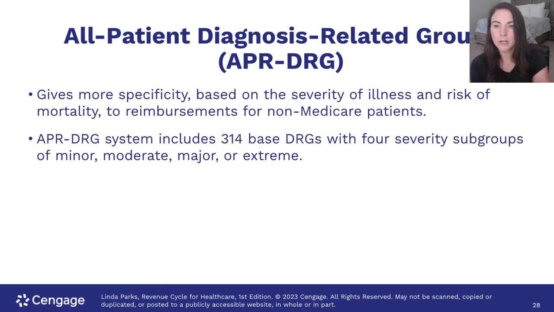Last slide. Third-party payers, like commercial health plans, right? Not Medicare, adopted the all patient diagnosis related groups, APR-DRG, to use for their reimbursement. And it works very similarly to the Medicare ones, payments based on severity of illness, risk of mortality, etc. The APR-DRG has 314 base DRGs with 4 severity subgroups in each DRG: minor, moderate, major, or extreme.